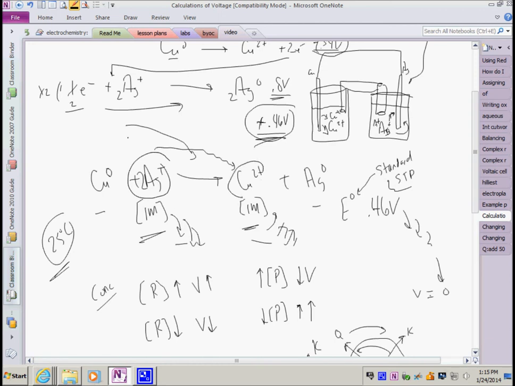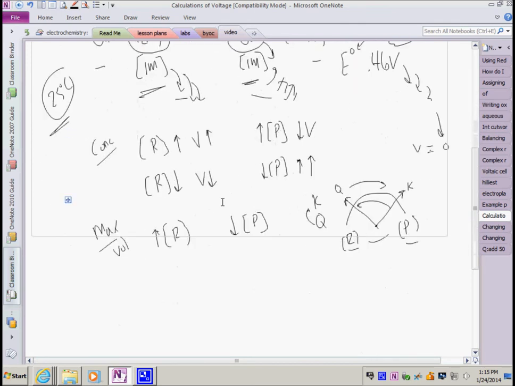If it's my product, just the opposite. If I drop my concentration, my voltage increases. If I increase the concentration, my voltage drops. Now, you can actually mathematically calculate the exact voltage with what's called the Nernst equation, and we will look at that in a moment.